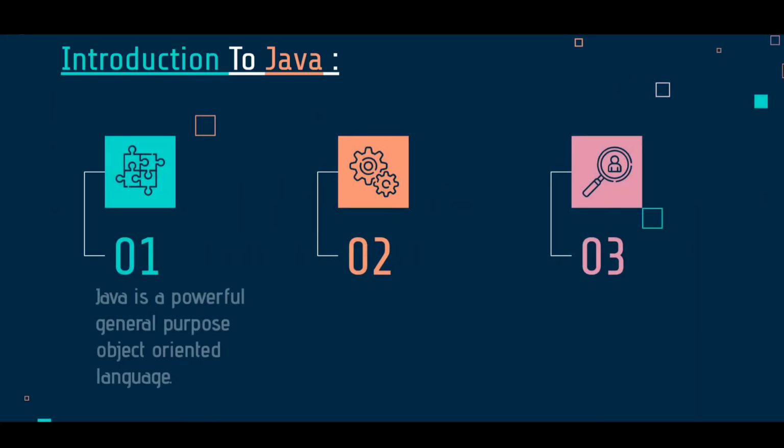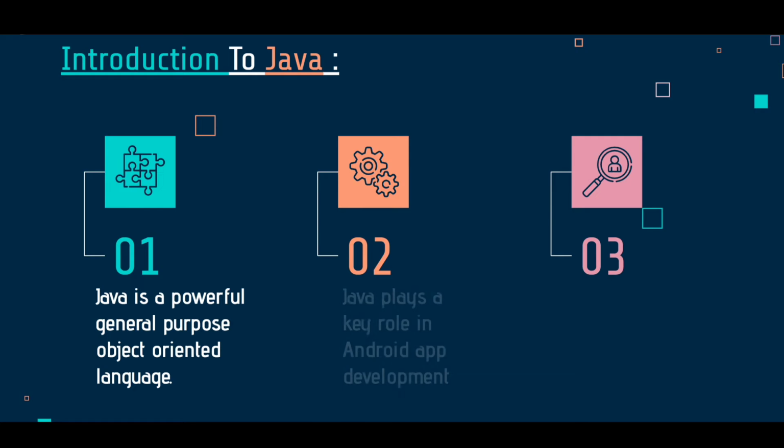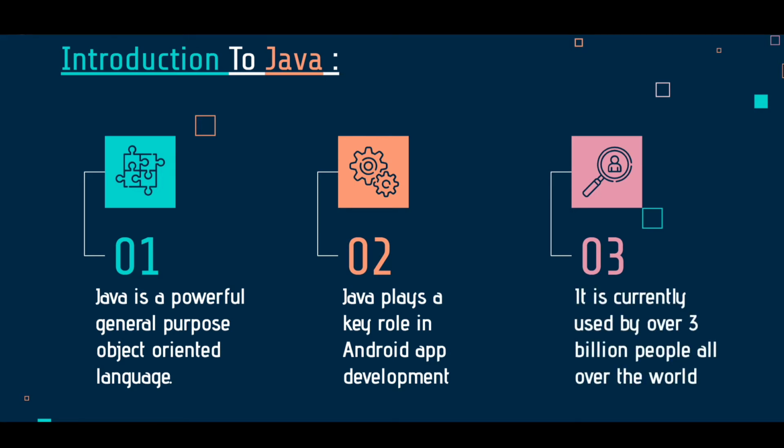Java is a powerful general-purpose object-oriented programming language. We will further discuss the term object-oriented in our next videos. Java plays a key role in Android app development. As we all know, Java is the official language to develop an Android-based application. Java is currently used by over 3 billion people all over the world.